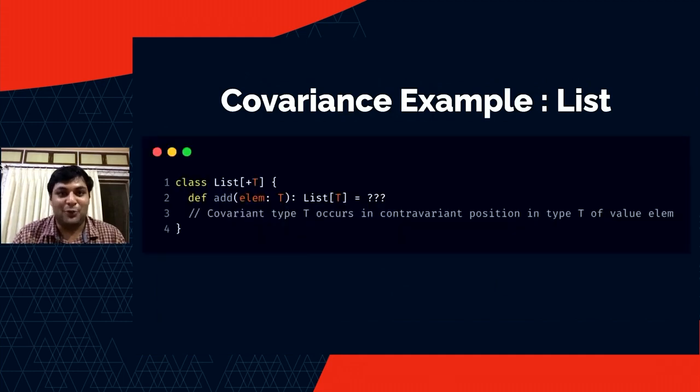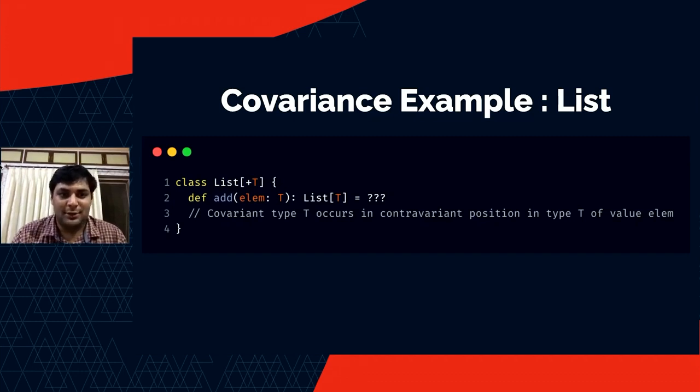So let's start with the covariance example, List, as stated earlier, and we have made it covariant by plus T, and we're trying to implement this add method in it. So element is of type T and we are giving back a List of T. We are getting this particular error from the compiler: covariant type T occurs in contravariant position in type T of value element.